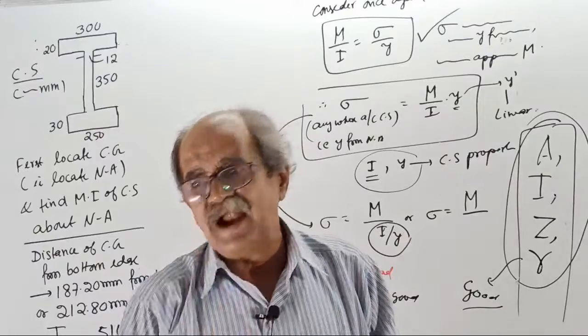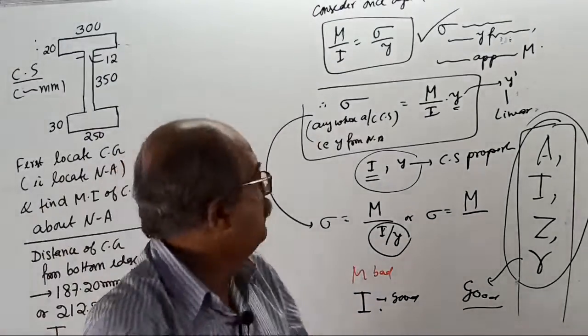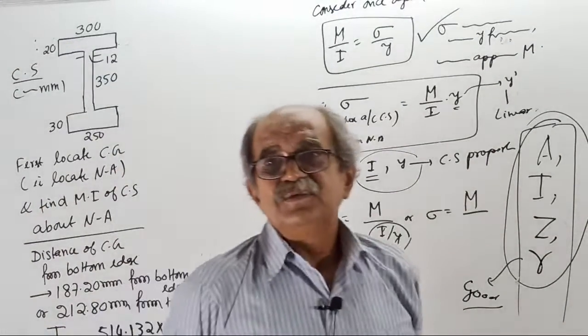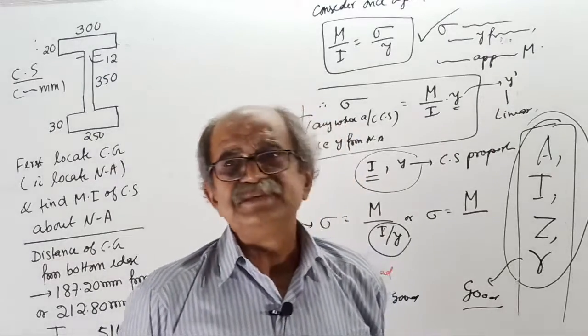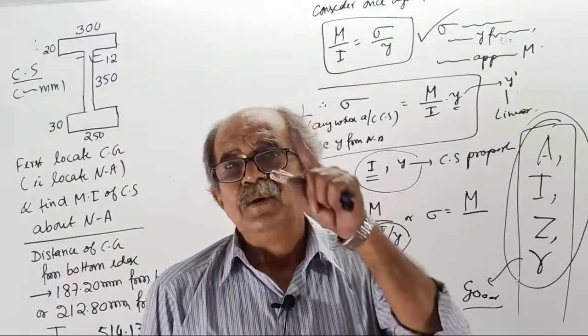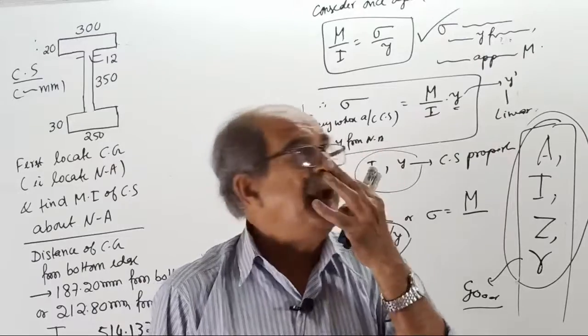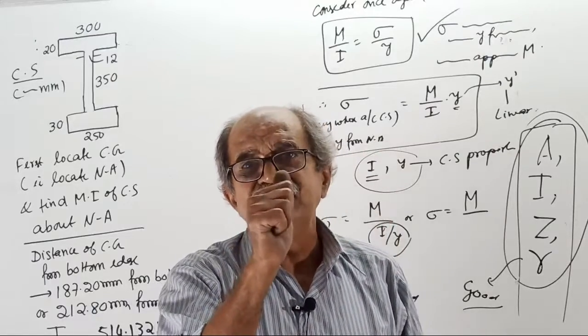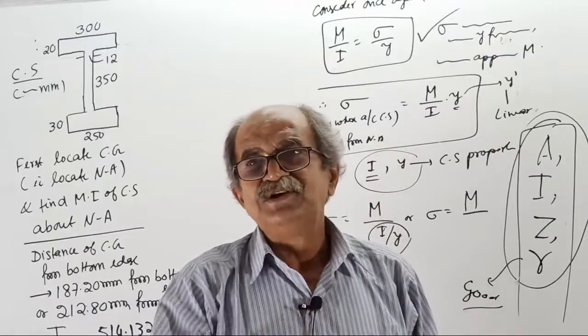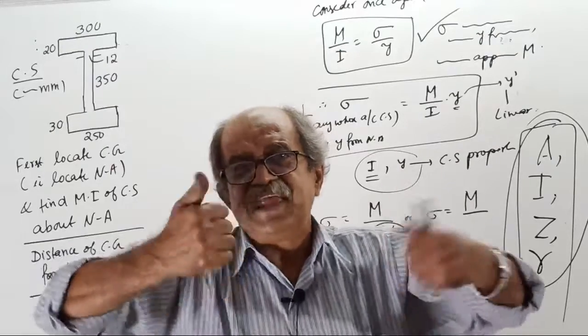Strength supporting factor. Okay. Now, bending moment is bad. Shear force is bad. Axial force is bad. Remember, bending moment applied is bad. But moment of resistance is good. Moment of resistance is how much it can resist.